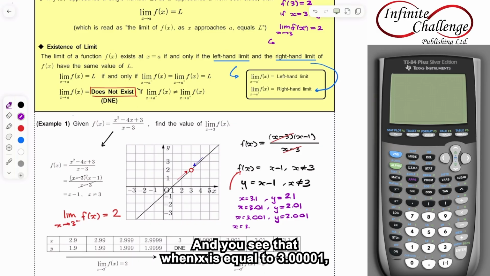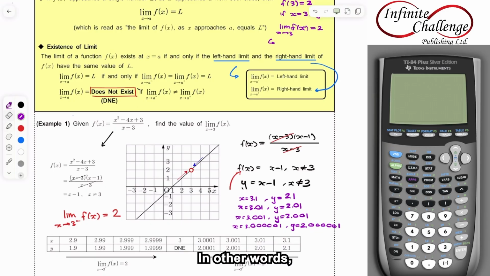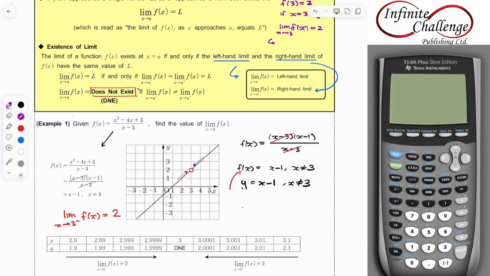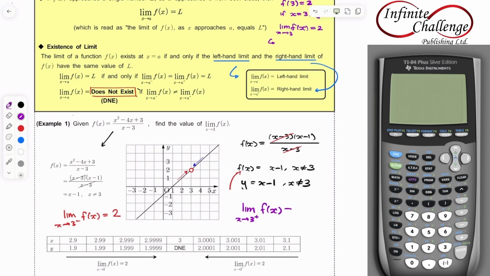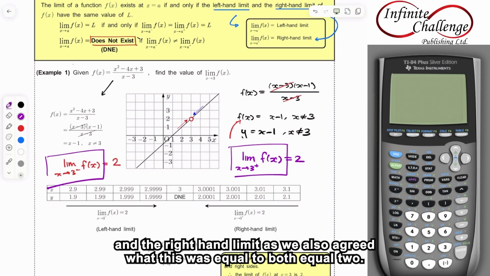And you see that when x is equal to 3.00001, y should obviously still be equal to 2.00001, and so forth. In other words, where is the right side of x equals 3 headed towards? Well, the limit as x approaches 3 from the right-hand side, 3 plus, of f of x approaches 2 as well. Hold on. So the left-hand limit, as we agreed what this was equal to, and the right-hand limit, as we also agreed what this was equal to, both equal 2.